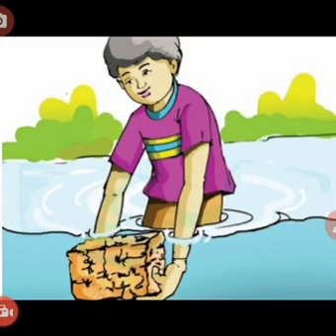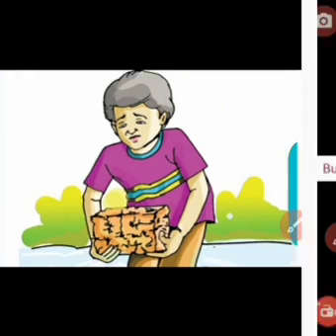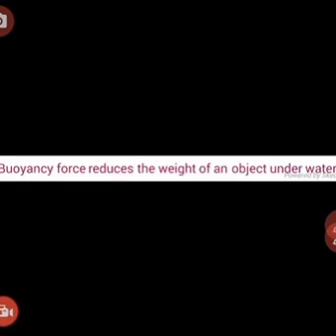Similarly, when we lift an immersed object within water, its weight appears to be less because buoyancy comes to act. And when we lift it out of the water, its weight appears to be heavier because the buoyancy force stops acting. From this, it is clear that buoyancy force reduces the weight of an object under water.